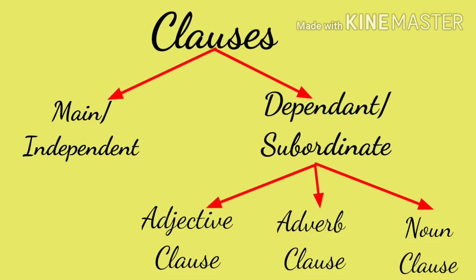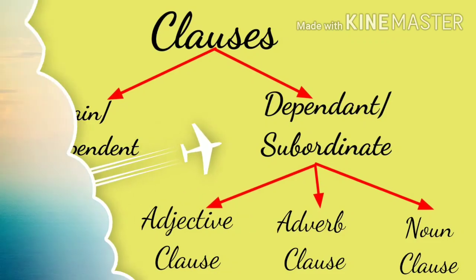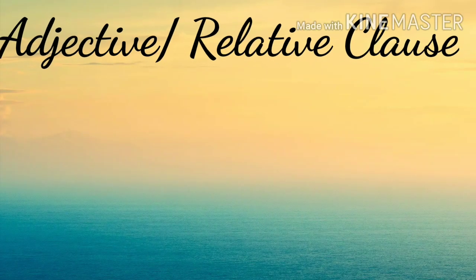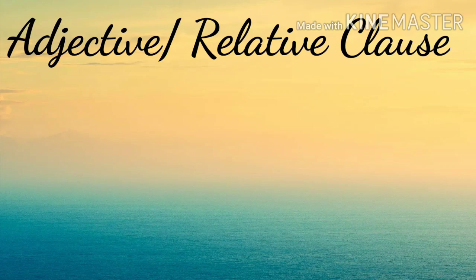By now you must have understood the main clause. Alright? And in today's lesson we will move on to the dependent or the subordinate clause. And today we will begin with the adjective or the relative clause in detail. So let us try to understand what is an adjective or a relative clause. Both the adjective and the relative clause, it means the same, right?